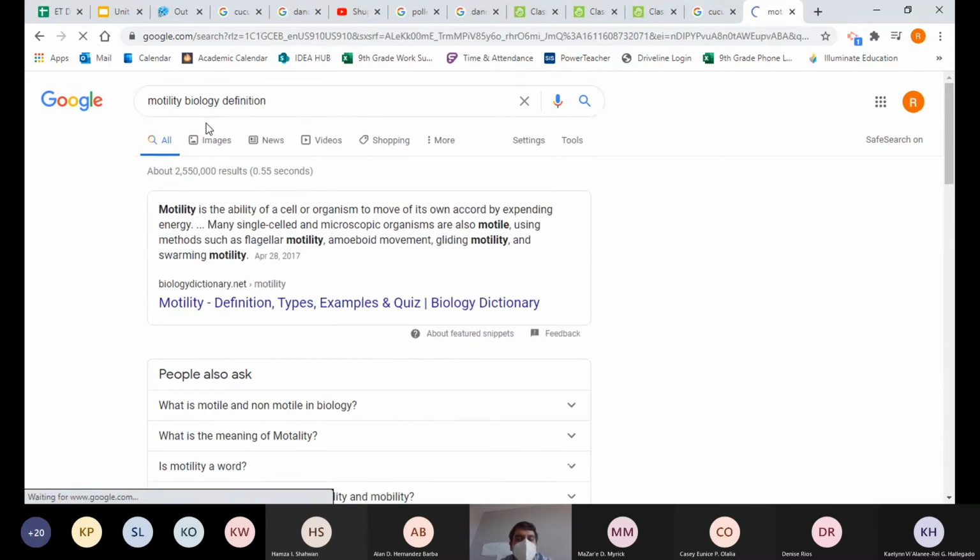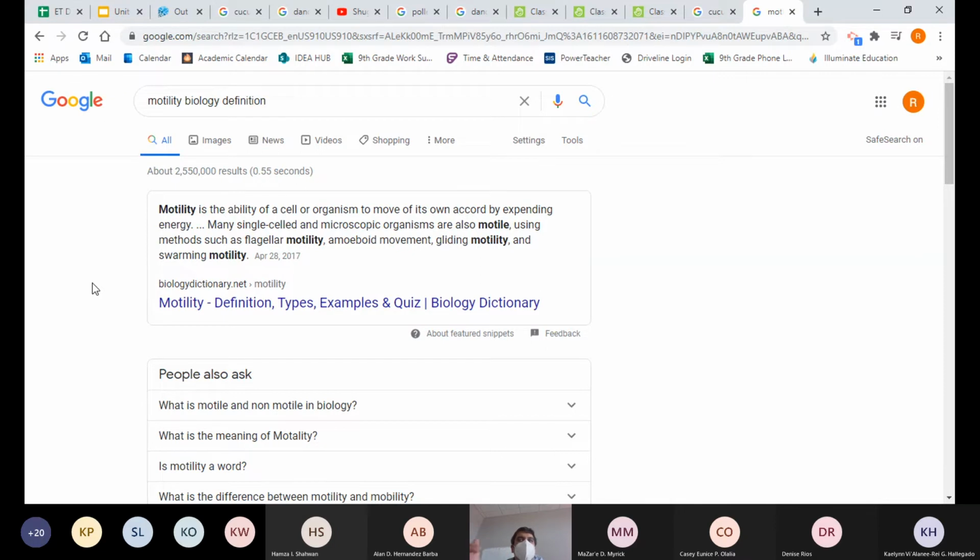Look for a biological definition. So motility is the ability of a cell or organism to move of its own accord by expending energy. I would argue that when you're dealing with a Venus flytrap, that Venus flytrap is not moving of its own accord. The Venus flytrap is like a bear trap, right? It's kind of set and it's waiting, and then when it's triggered, it moves. So that's kind of like a chemical cascade that causes it to close. The plant is not necessarily making a decision to close.